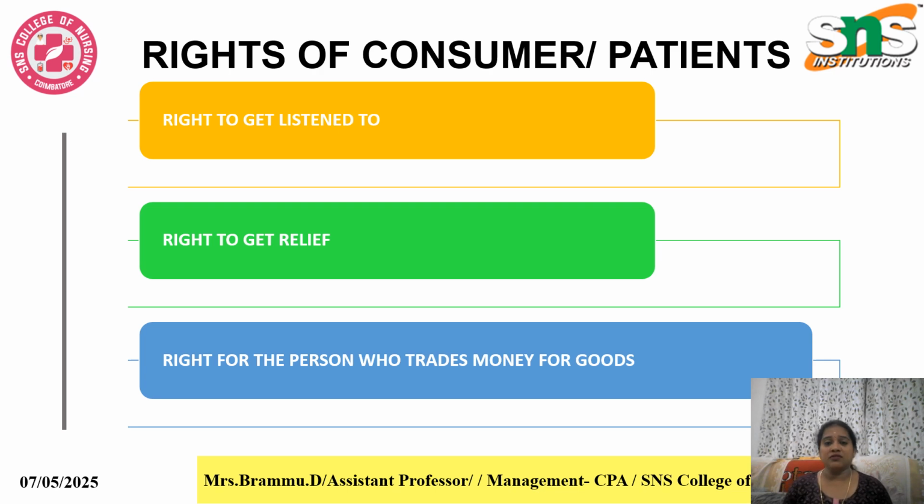Right to redress. Right to redress in the sense of the symptoms, or the invasive procedures done earlier, or the patient being planned for admission to other units like the bone marrow transplantation unit, and so on. So the patient always has the right to seek redress, as I told you, refusal of treatment or going for further treatment. And the last right of the patient is the right for the person who trades for money or for goods.